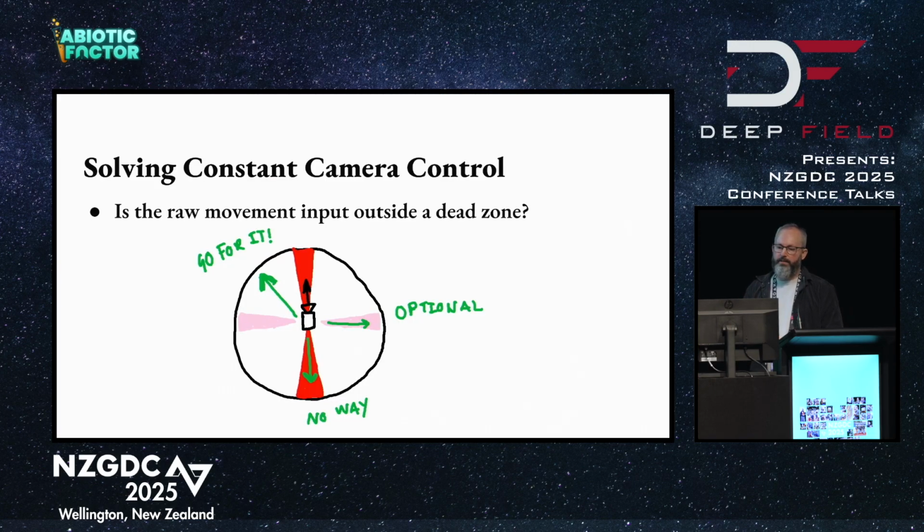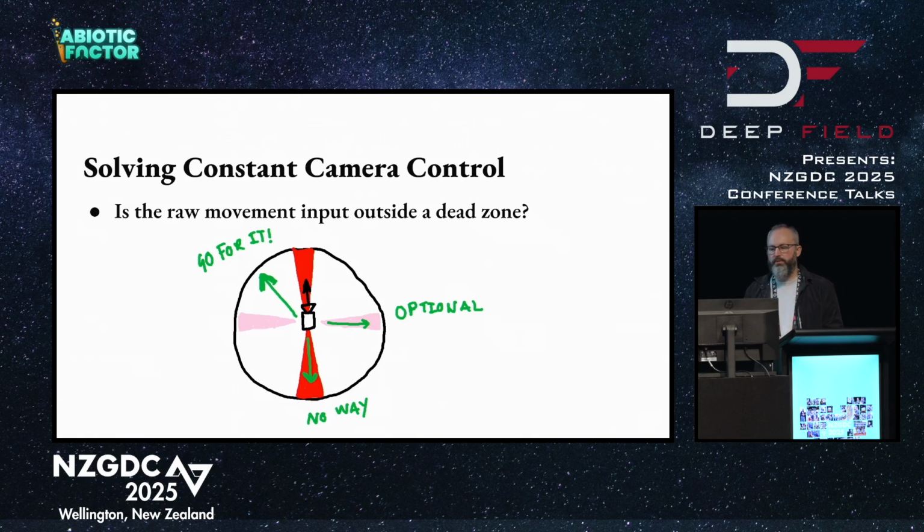And the final part is we need to know if the raw movement input is inside or outside a dead zone. You want this to be configurable so that you can edit it precisely for your game. In this little illustration, you can see that the cameras are looking forwards. The green arrows are the raw input directions. And again, this is not in world space. The input hasn't yet been transformed to world space movement direction. This is purely in screen space.